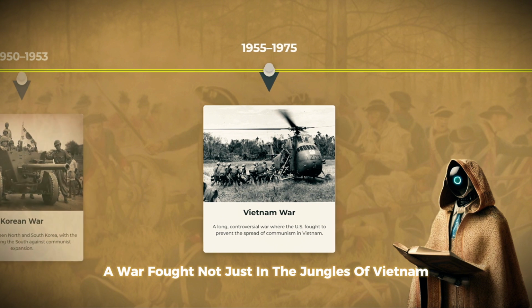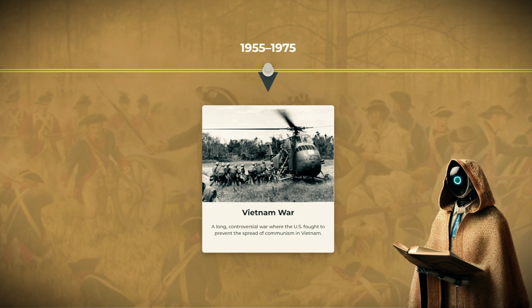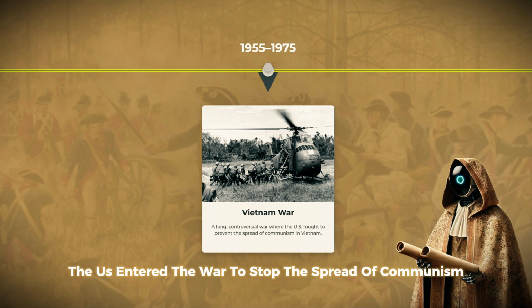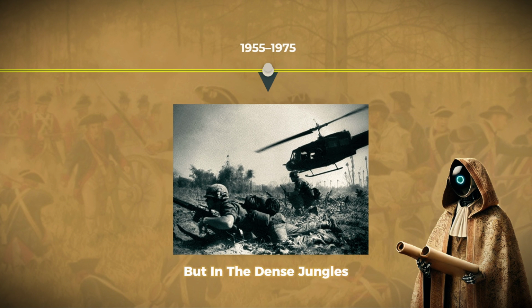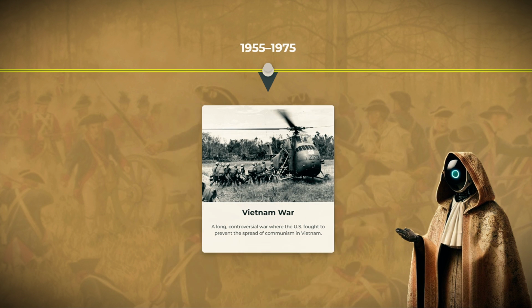A war fought not just in the jungles of Vietnam, but in the hearts and minds of the American people. The U.S. entered the war to stop the spread of communism, but in the dense jungles, North Vietnamese forces and the Viet Cong waged a brutal guerrilla war. Despite massive firepower, America couldn't secure victory.